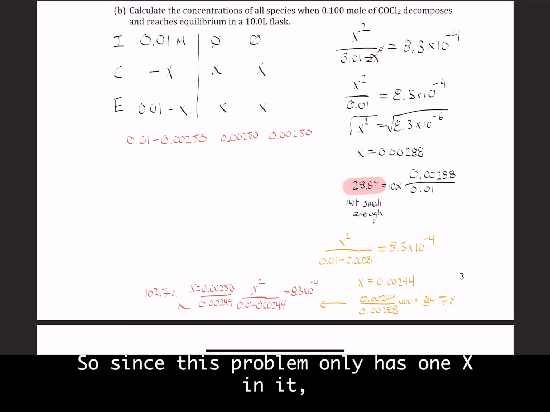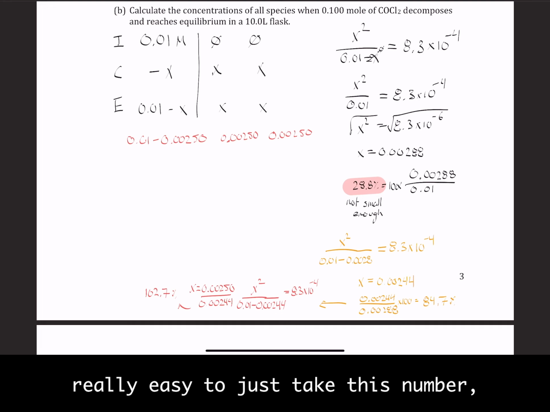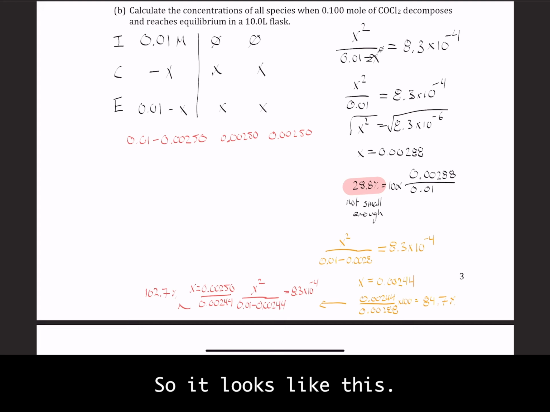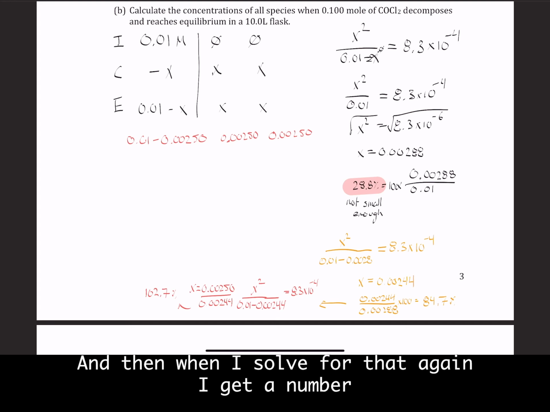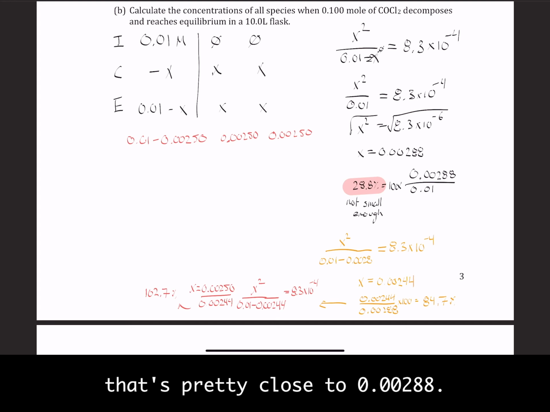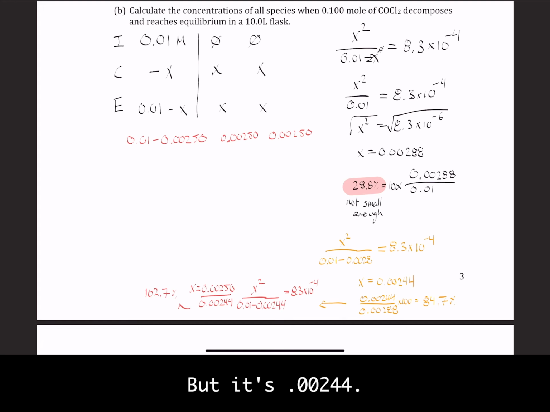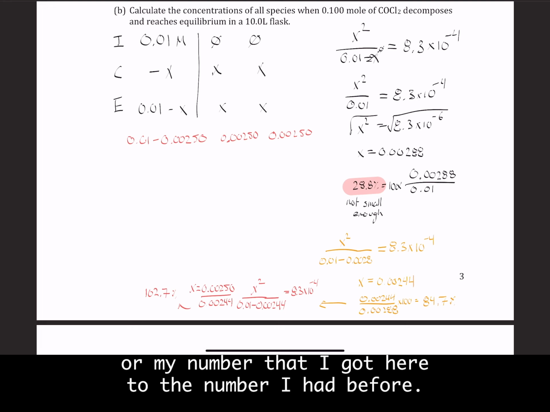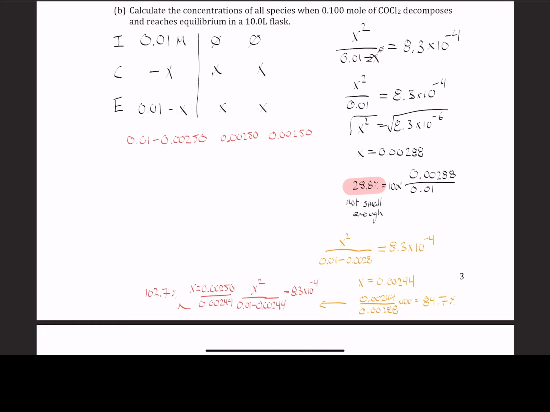Since this problem only has one x in it, it's really easy to just take this number, plug it back in for x, and recalculate x. So it looks like this. And then when I solve for that again, I get a number that's pretty close to 0.00288, but it's 0.00244. And then I compared the number I got here to the number I had before.